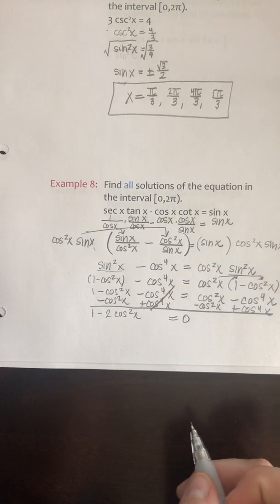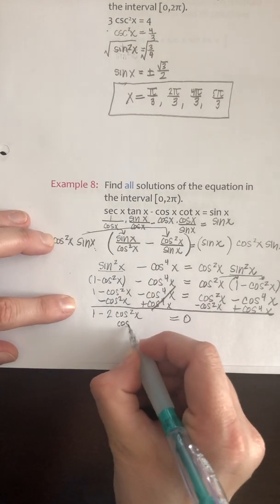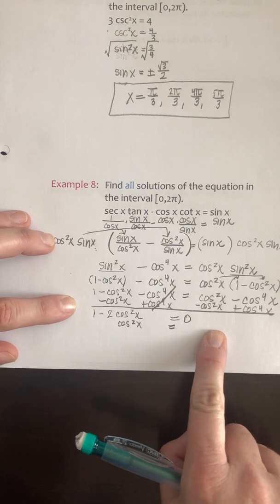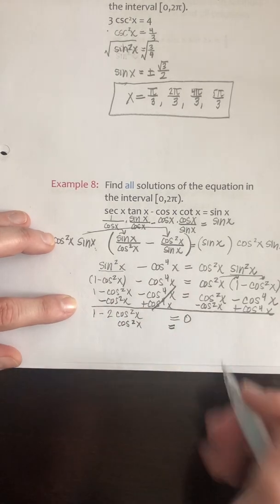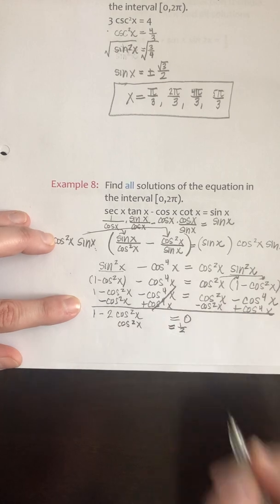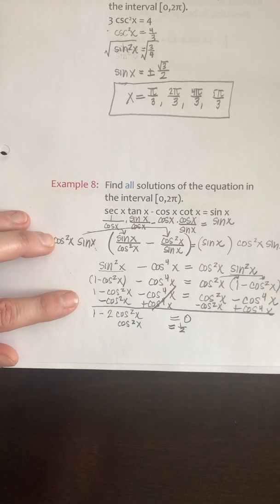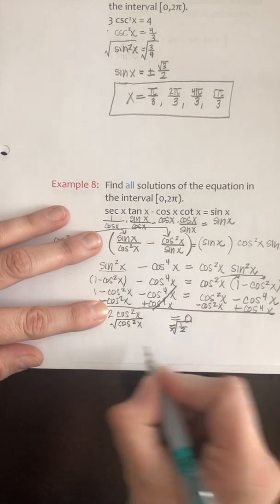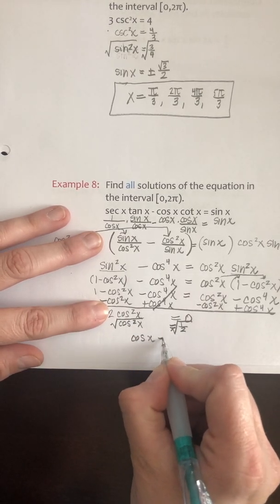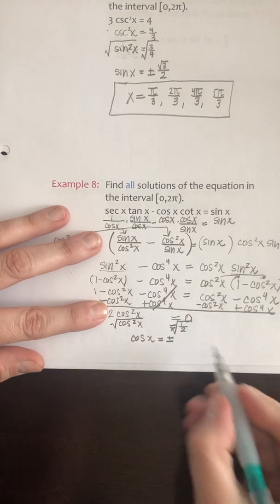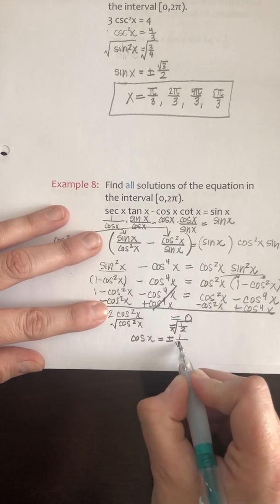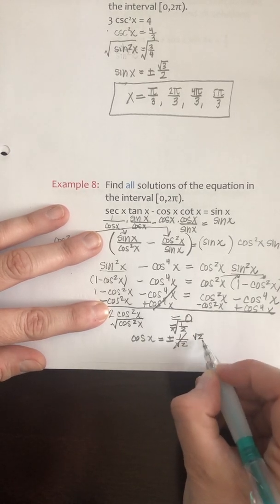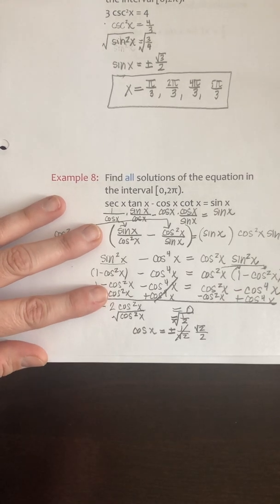So I need to get everything away from the cosine squared x. So how do I do that? Well, I would subtract the 1 over here. So now I have negative 1, and then I would divide by negative 2. So that turns into a positive 1/2. But I don't want cosine squared x. I want cosine x. So I'm going to square root both sides, which means I need to include plus or minus. So 1 is a perfect square, 2 is not. Might be helpful to rationalize that. That turns into the square root of 2 over 2.